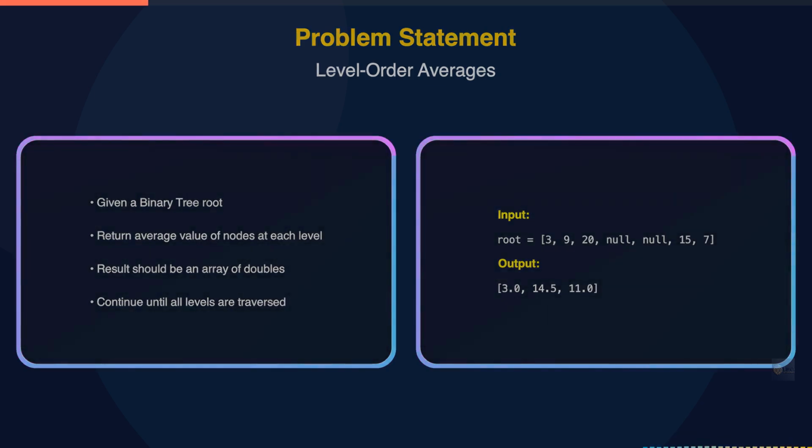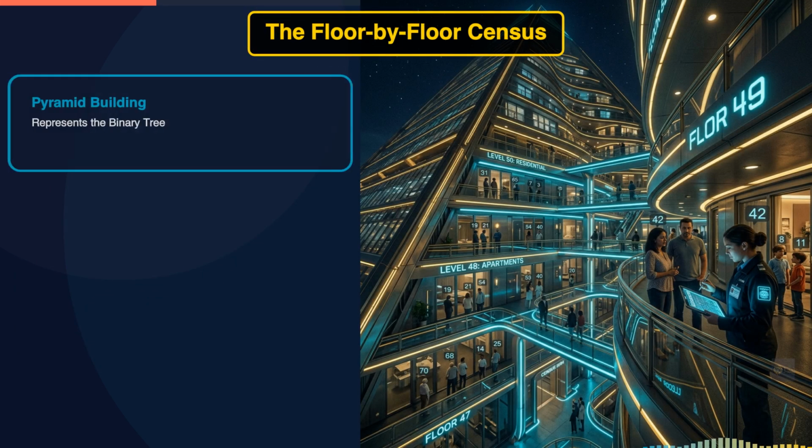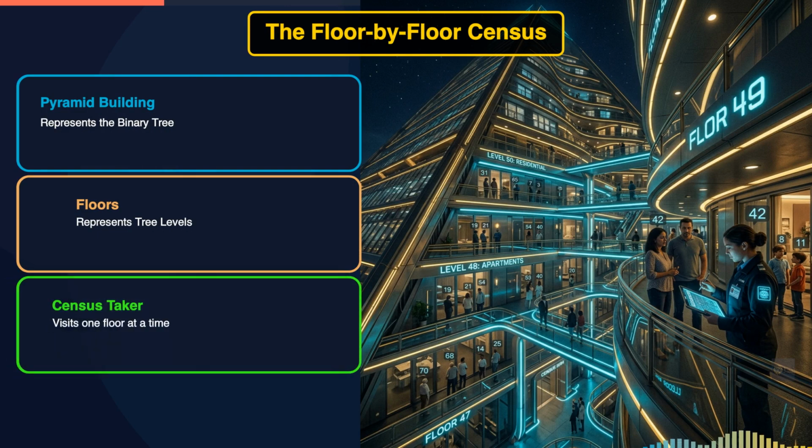Think of this like a floor-by-floor census in a pyramid-shaped building. Each floor is a level of the tree. To find the average age of residents on each floor, we can't just wander around randomly. We must visit one floor at a time, count everyone there, sum up their ages, and divide by the number of people on that floor. Once we finish floor 1, we move down to floor 2, and repeat. This ensures we don't mix up residents from different floors.